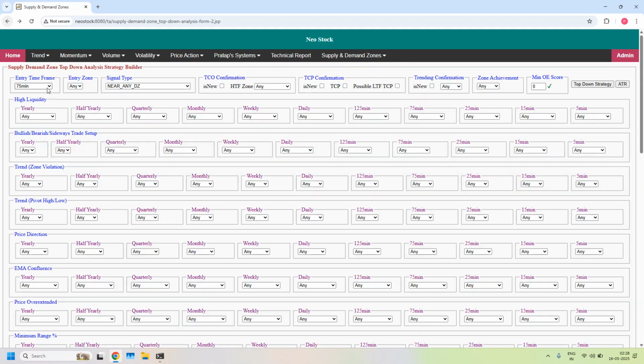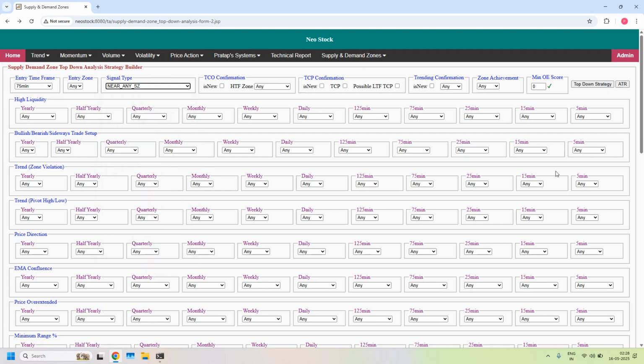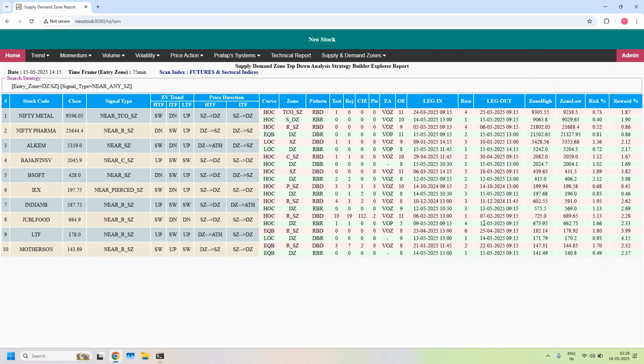Okay, next for 75 minutes time frame, let us find the stocks near to the 75 minute supply zone. We got 10 stocks. Let us identify 75 minutes high liquidity supply zones from this list. NIFTY Pharma is not listed in F&O, so I am ignoring it. Bajaj Finserv is having a 75 minutes high liquidity supply zone.